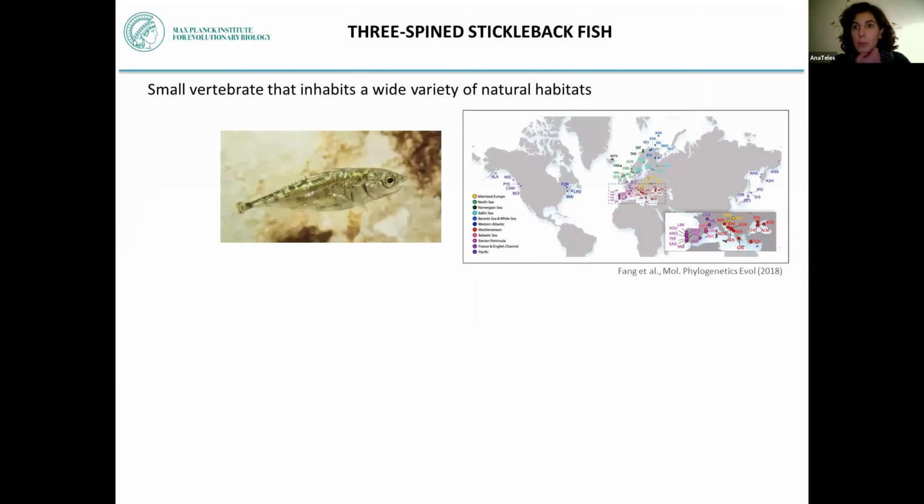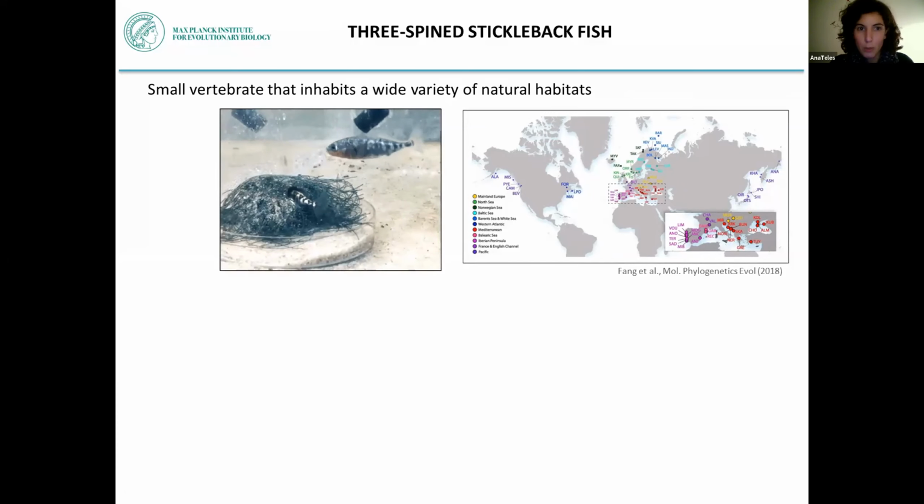And we proposed to study this in stickleback fish. We chose this model because these are very small organisms that live in a very wide variety of habitats in the Northern Hemisphere. They exist from the sea to the lakes to the rivers, so they can be studied in different settings.